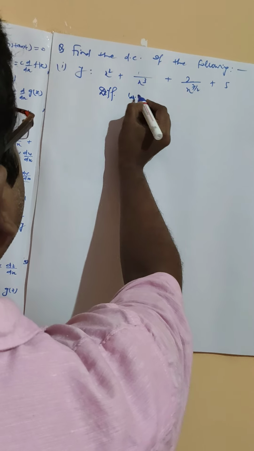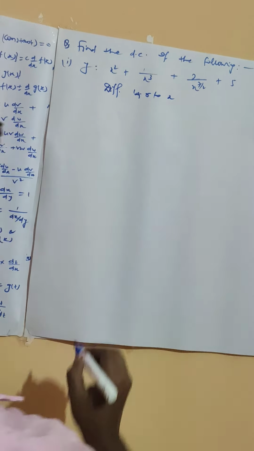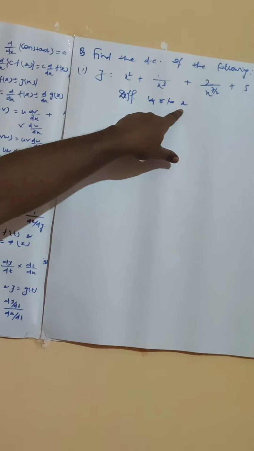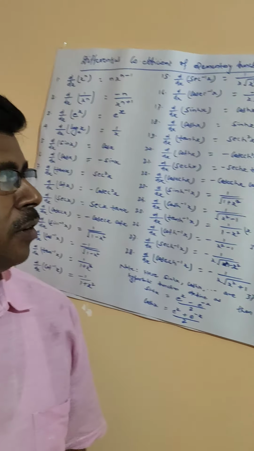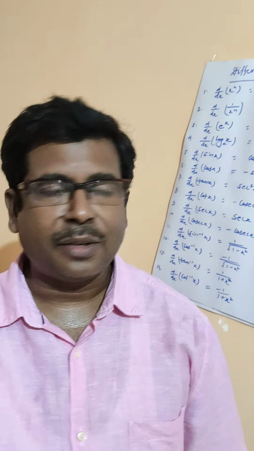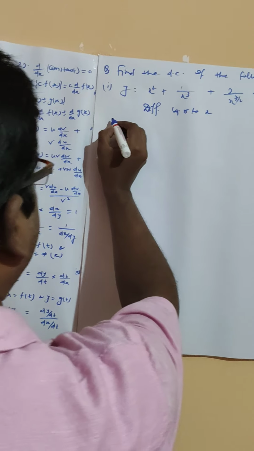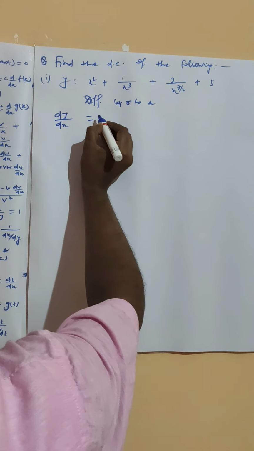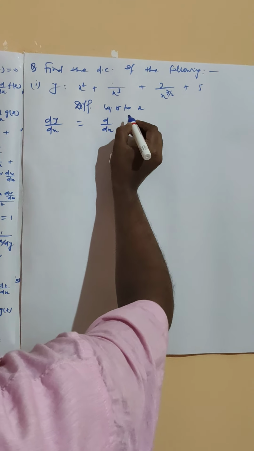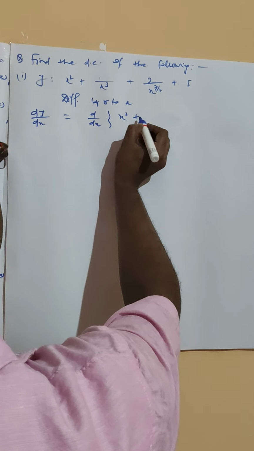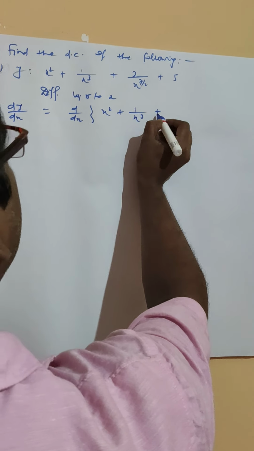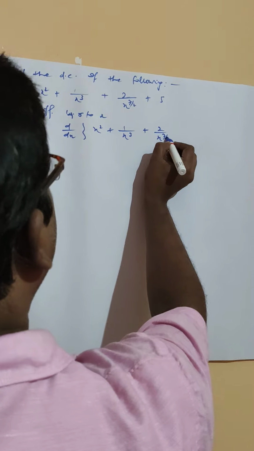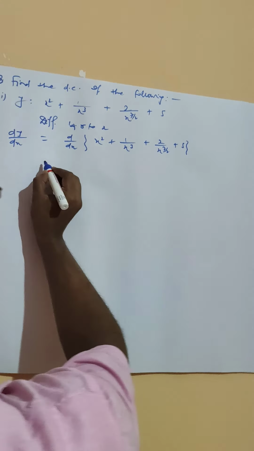So, differentiating with respect to x. Why are we differentiating with respect to x? Because y depends upon x. Here the function depends upon x, so we can differentiate with respect to x. Then we apply the operator d by dx on both sides, and now we can separate the terms using this result.